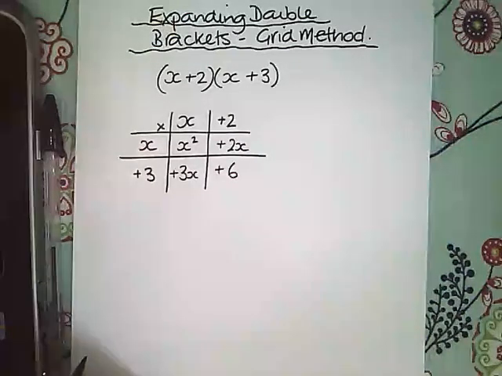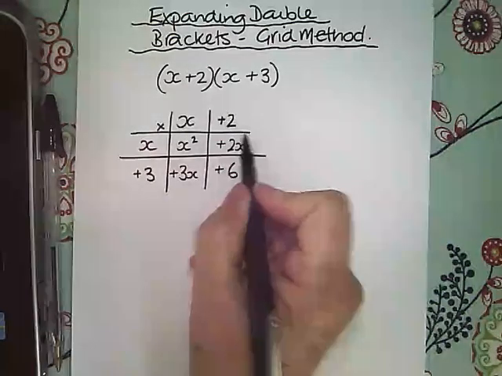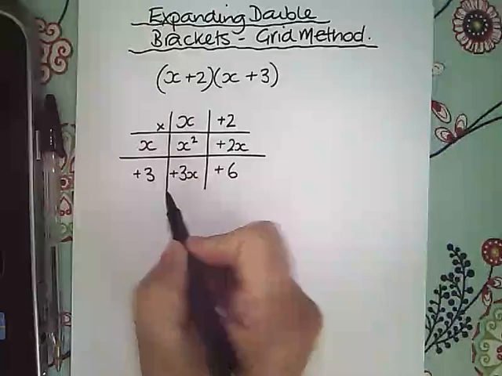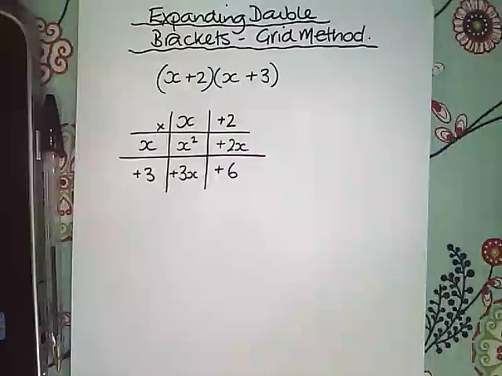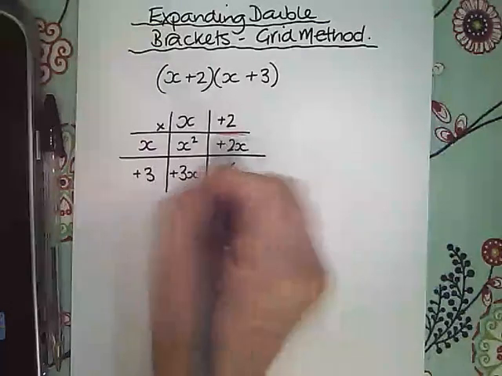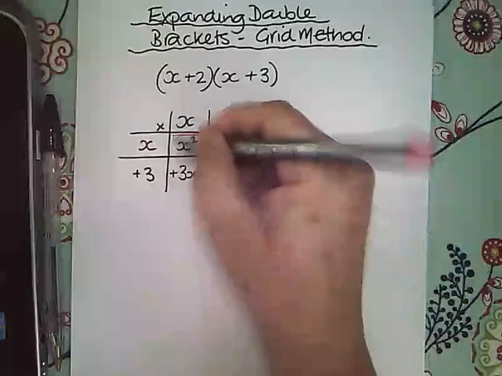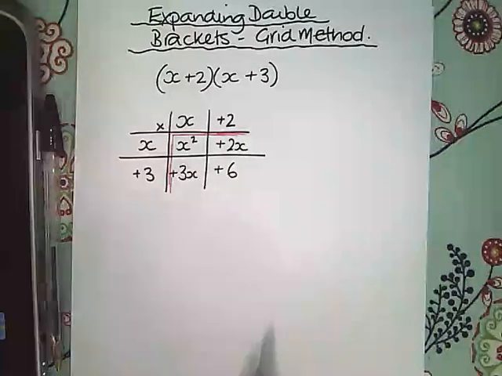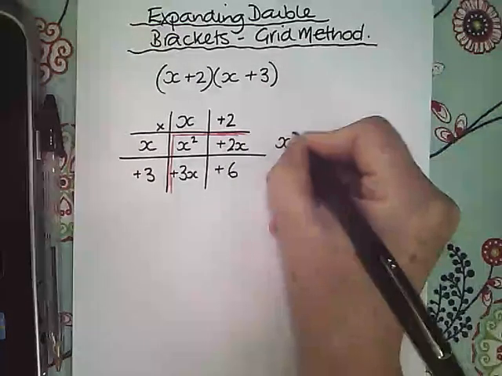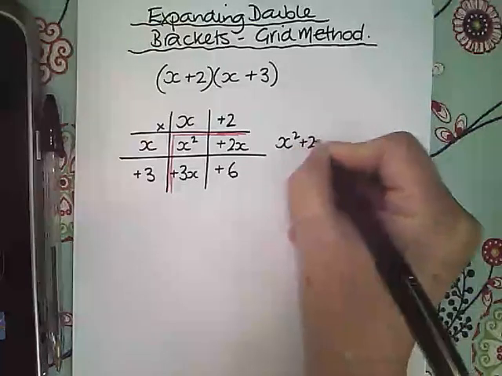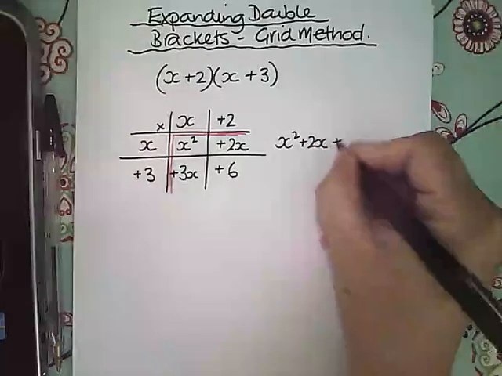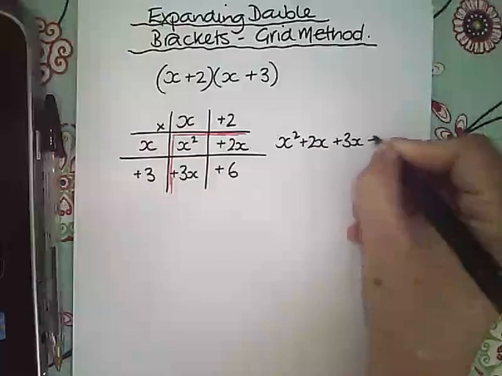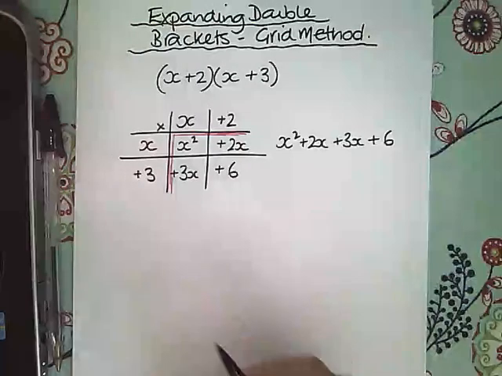Once we've filled in the grid, we need to write down these four numbers which we have filled in, and then we can tidy them up. So it's just the four numbers here that I'm going to write down. So I've got x squared plus 2x plus 3x and plus 6.